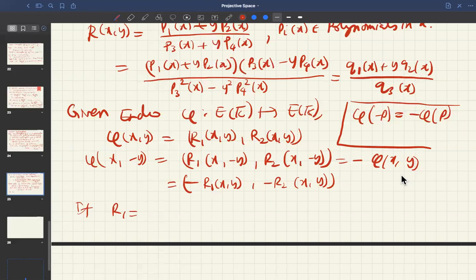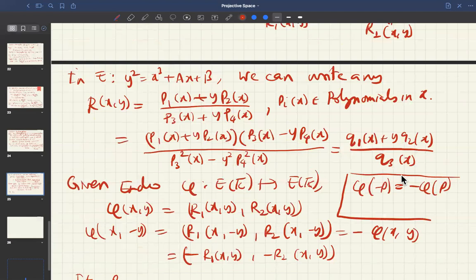As per our definition, if we take P to be (x, y), then we know that minus P is (x, minus y) on elliptic curves. So P has coordinates (x, y), which implies that minus P is (x, minus y). This is okay, right? Now our phi of (x, y) is (R1, R2). So what is phi of (x, y)?